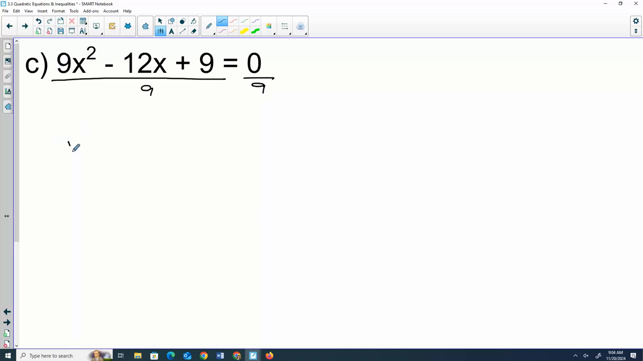So 9x squared over 9 is just x squared. Minus 12/9 would reduce to 4/3, plus 9/9 is 1 and 0/9 is 0. Alright, now we can start completing the square. So we move over the 1.